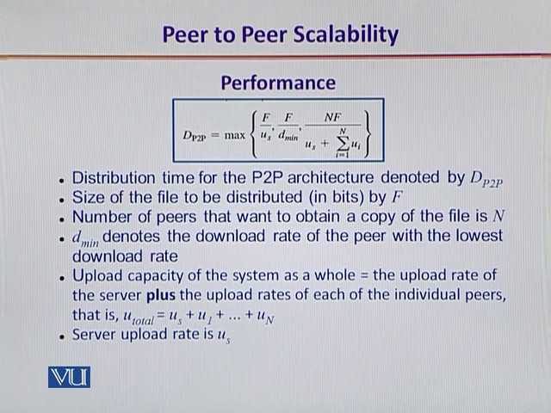Because now in a peer-to-peer network, each peer as a user is also acting as a server. So we observe that the upload capacity of the system has tremendously increased because now the upload rate of the server is now added with the upload rate of each of the individual peers. Therefore, the overall expression for the file distribution time in peer-to-peer is significantly reduced.